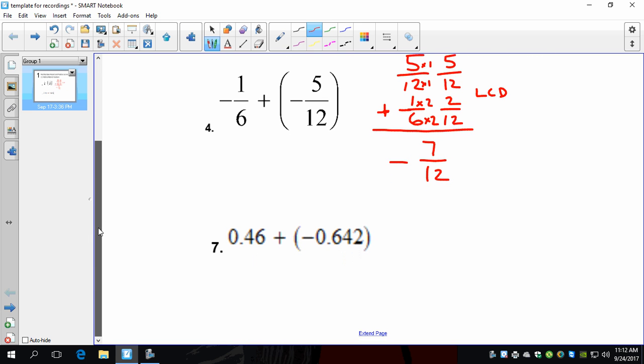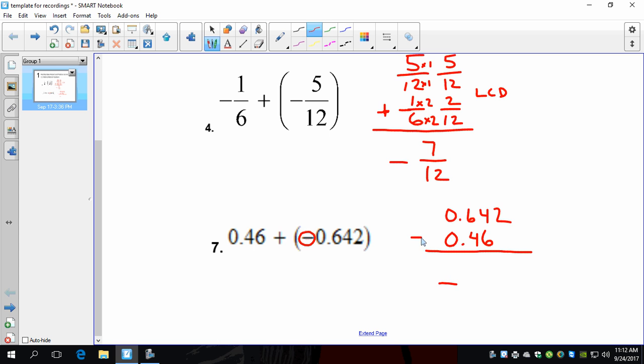We have some decimals. We have 0.46 plus -0.642. Now our signs are different. According to our rule for adding integers, if our signs are different, we actually subtract them. So we're going to take 0.642 and I'm going to subtract 0.46. Now I know my answer is going to be negative because 0.642 is bigger than 0.46, so I know my answer is going to be negative.